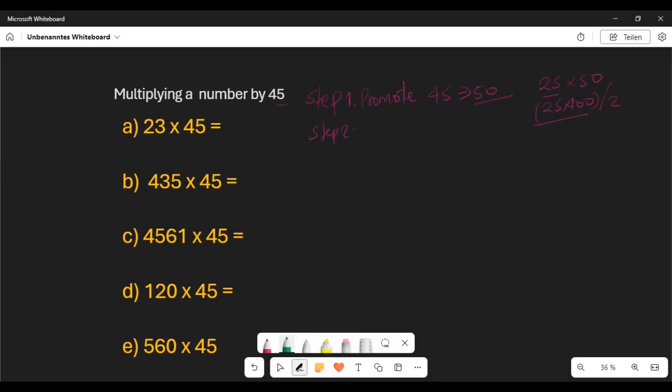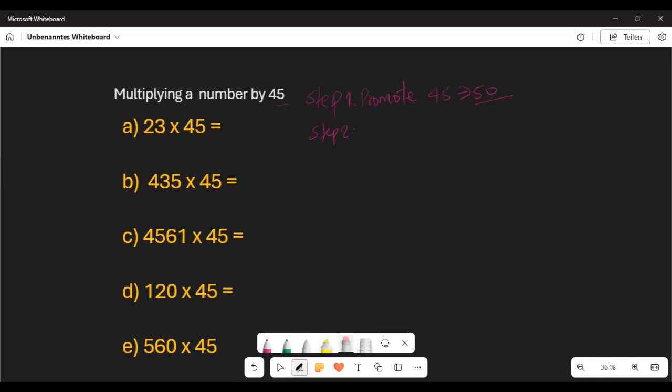In this case, we know that 25 multiplied by 100 is going to give you 2,500, and if you divide that by 2, it will give you 1,250. So that is just a recap of the video that we did previously. That's going to be easy. We just multiply that number by 100 and divide by 2.